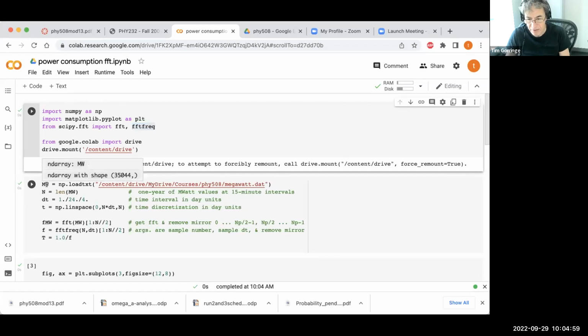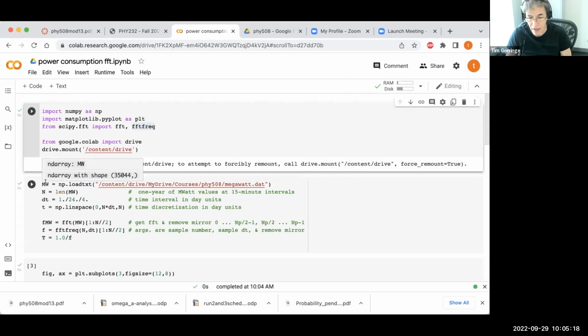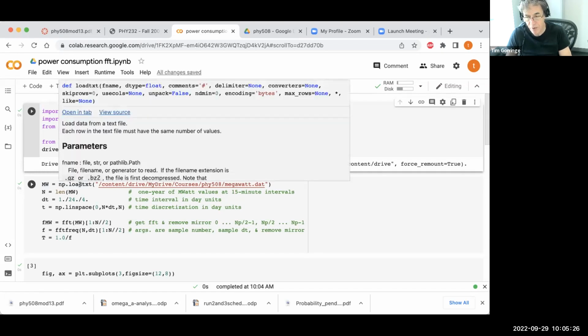And then in the second cell here, I'm going to use the numpy package. It's loadtxt. It allows me to read in data from a text file. And as I say, I'm just reading in data that is a single column of data with 36,000 entries. And I'm going to fill a numpy array. I just called it MW, for megawatt, to store this data.